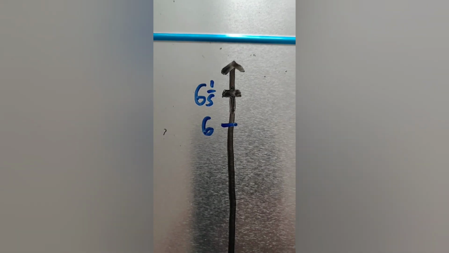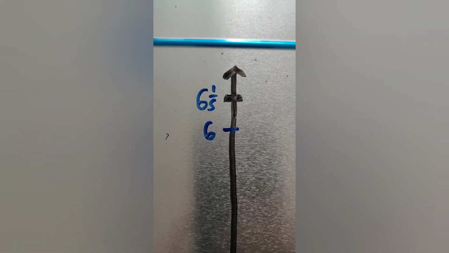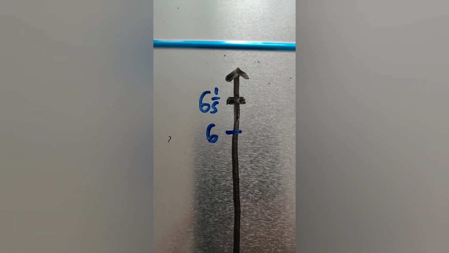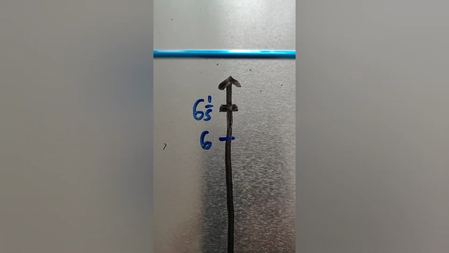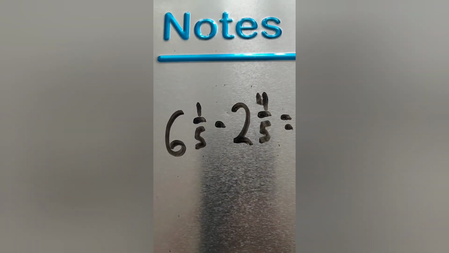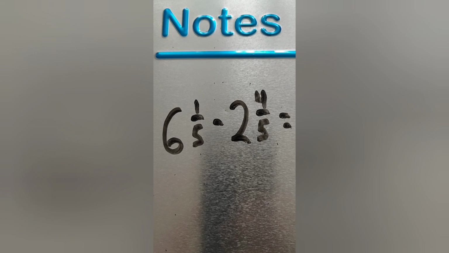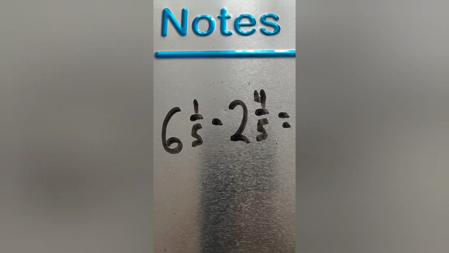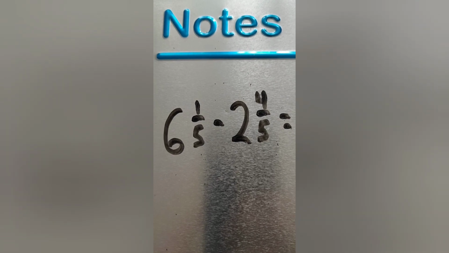So I could write 6 1/5 at the top, and then the next number under that, since we're going down by fifths, because our wholes are broken into 5 equal parts, which is what the denominator in the fraction part of the mixed numbers tells us, that we're going down by fifths. Our wholes are broken into 5 equal parts.